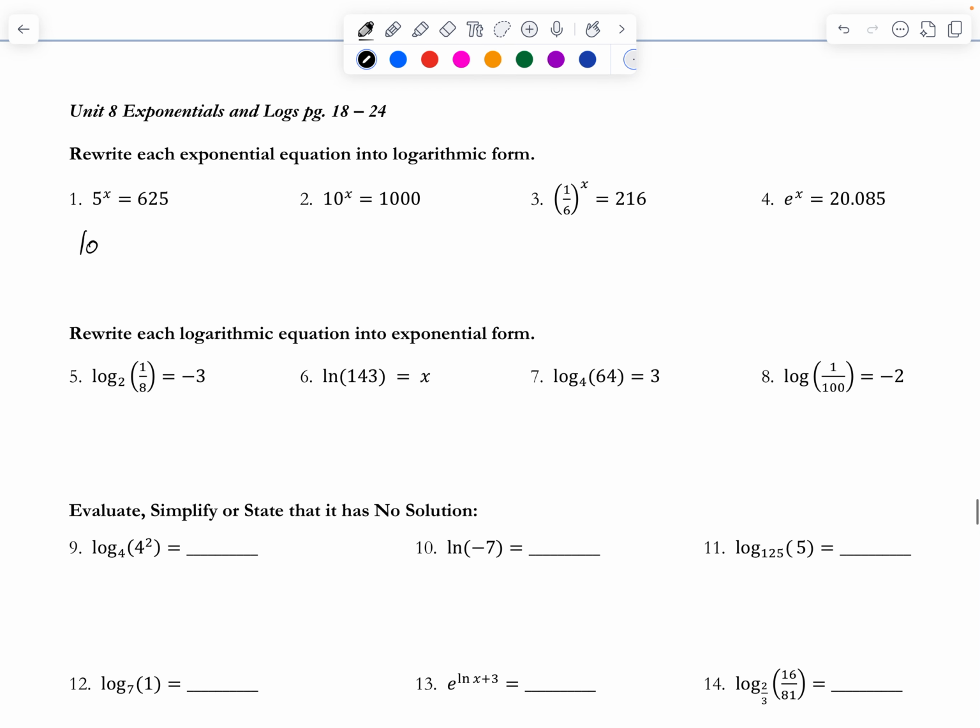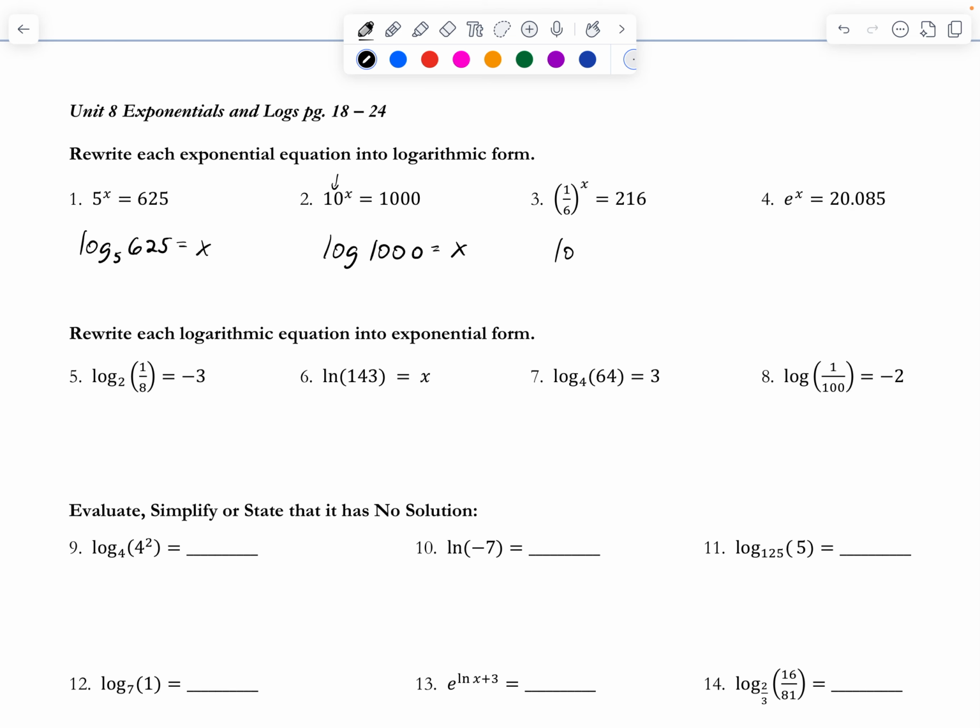So I have log base 5 of 625 equals x. That is the exponential equation 5 to the power of x equals 625 rewritten as a logarithmic equation. Number 2, I could write a base 10 for this log, because that is the base, but if I don't write it, it's assumed to be 10. So log of 1,000 equals x.